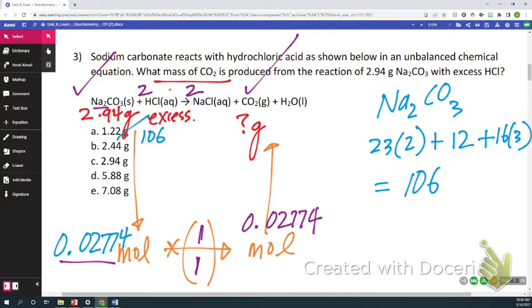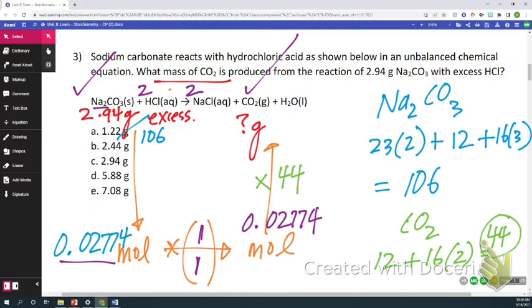And then you got to go to grams. So this number you have to multiply by the molar mass of CO2. So carbon is 12. Oxygen is 16 times 2. Is that 44? So multiply this by 44 to get grams. And I get a 1.22 grams.